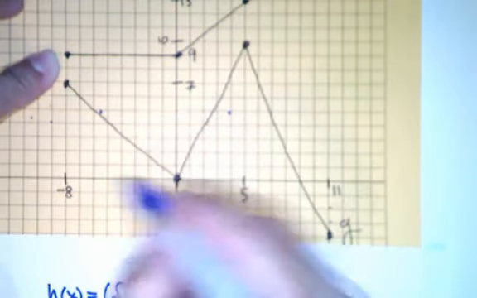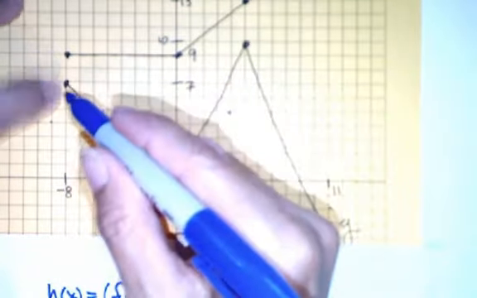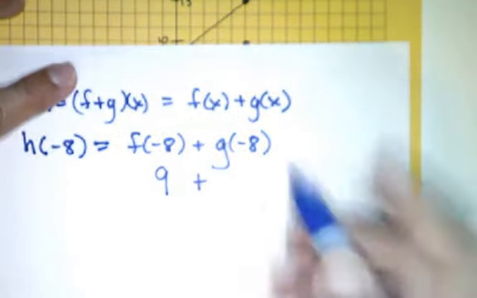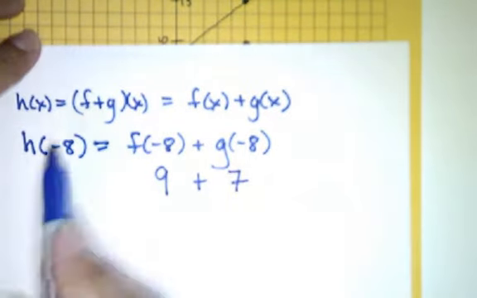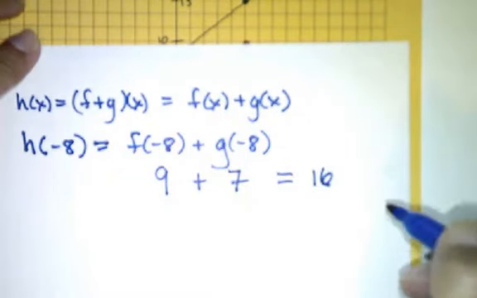Now we do the same thing with g. So we still go over to negative 8 on the x-axis. This time we go up to where it hits g, which is 7. So g of negative 8 is 7. So h of negative 8 is 9 plus 7, which is 16.